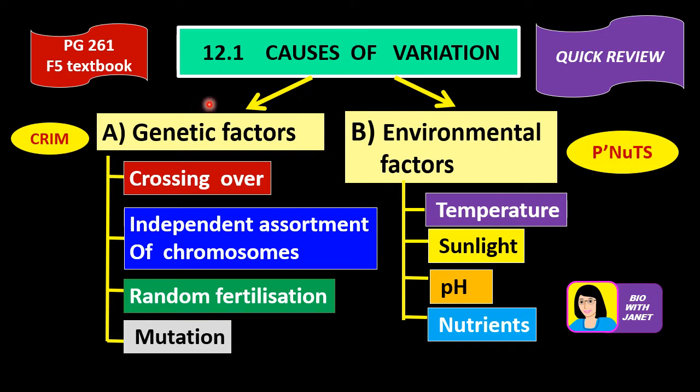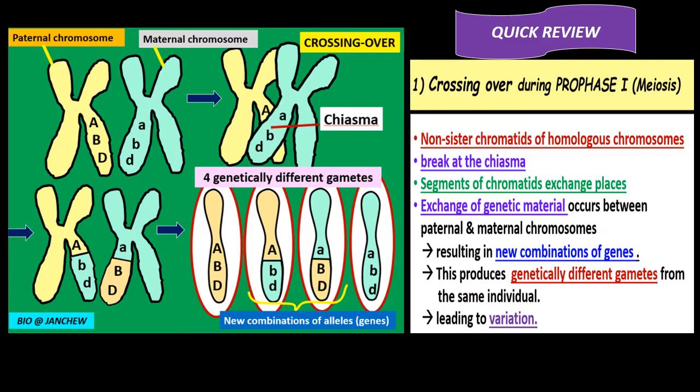Right, so now let's discuss the genetic factors in more detail, as we're going to use this in our answers afterwards. View of the genetic factors that cause variation. The first one is crossing over during prophase 1 of meiosis, right? So here we see a paternal and maternal chromosome, and paternal chromosome has dominant alleles here. Maternal chromosome has recessive alleles.